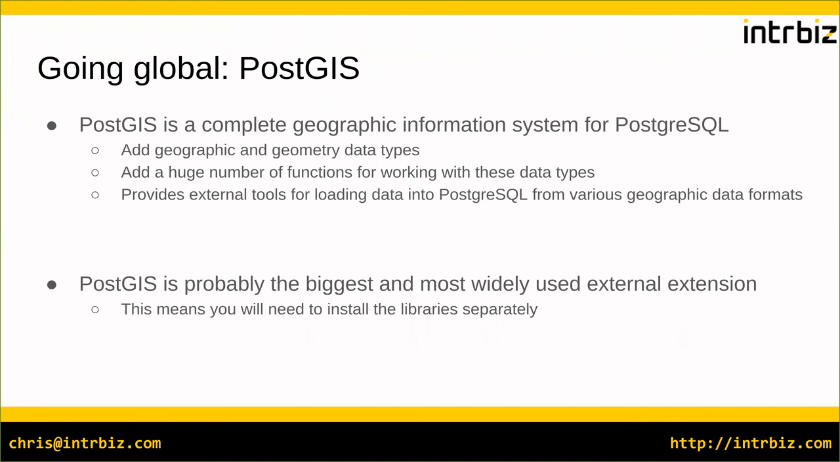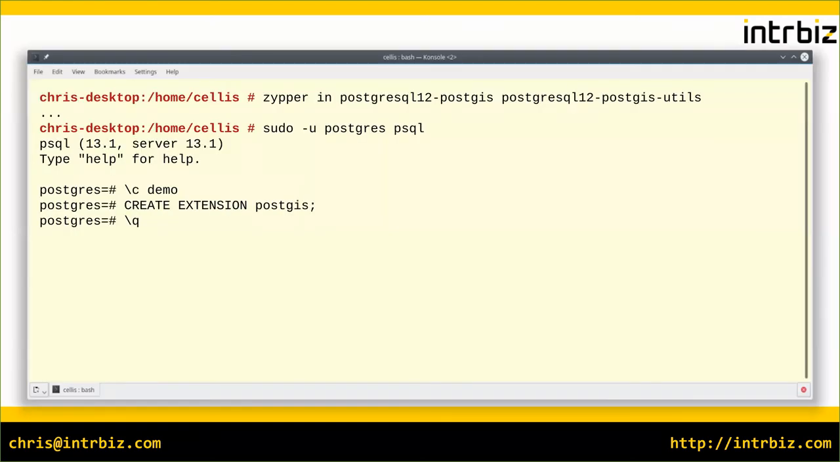And this means you have to install it as a separate library. So what we need to do here is install another package. In openSUSE land, that's called postgresql-version-postgis. And that will install the shared library that you can load into Postgres.